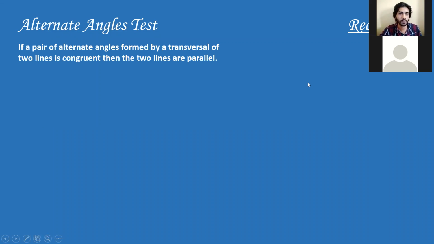Okay. So, quickly, one after the other, come off mute and tell me what is the alternate angles test? Quickly. Just come off mute and answer. Yeah. If one of the pairs of alternate angles is congruent, then the lines are parallel. Thank you so much. Yes, absolutely. So, if a pair of alternate angles formed by a transversal of two lines is congruent, the two lines are parallel, basically. Yeah. Next test, folks.